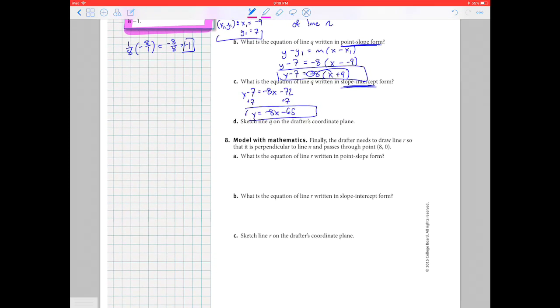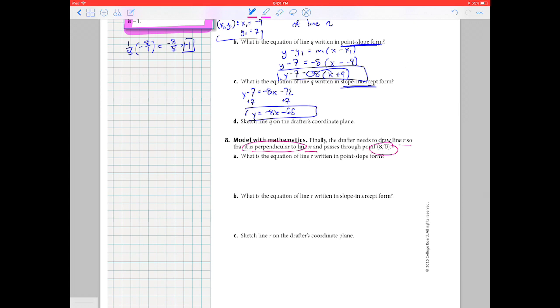So the next thing will be, finally the drafter needs to draw a line R so that it is perpendicular to N and passes through the point (8, 0). All right, so try this one all on your own. Pause the video for real. Come back to me in a second.